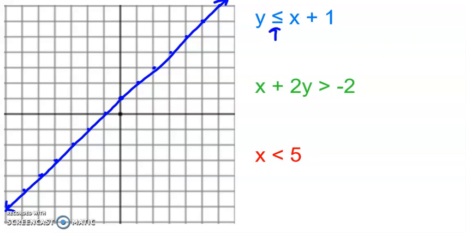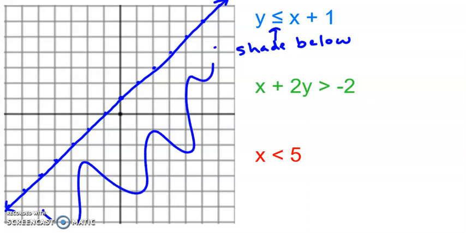Since it says y is less than, I need to shade below. Okay, so shade below. So when I get to that point where I need to shade for each of my inequalities, I'm ready to go with that one. So it's going to be down here. Okay, but let me just erase that.